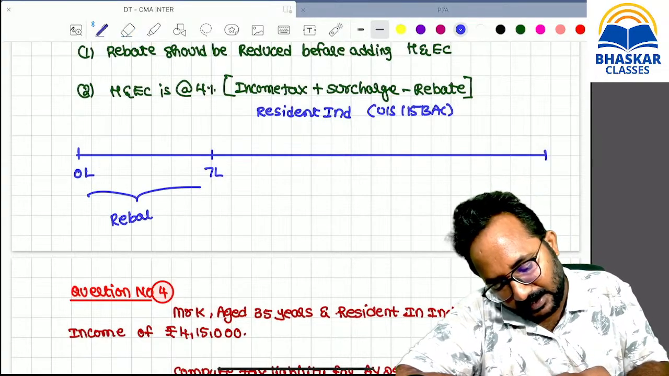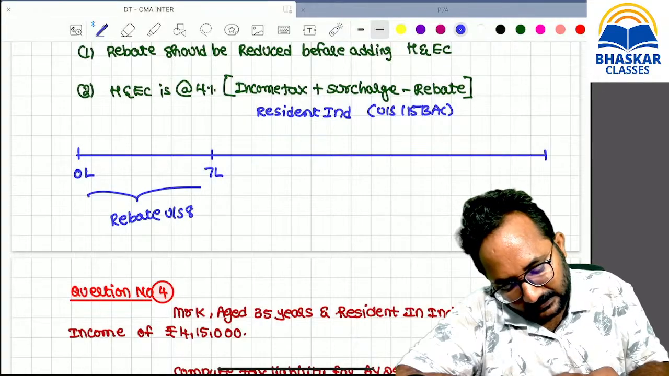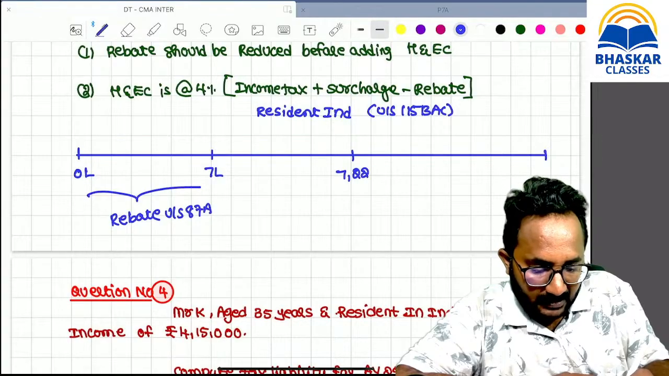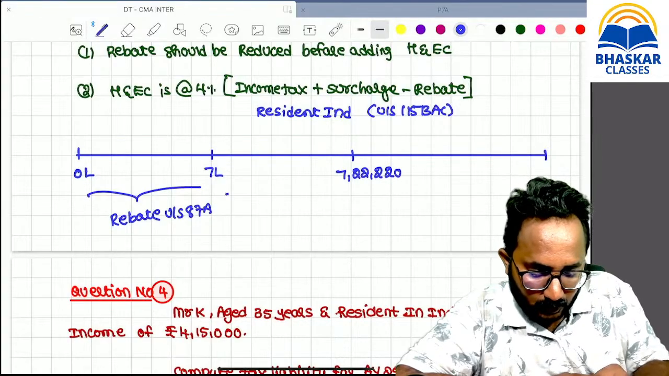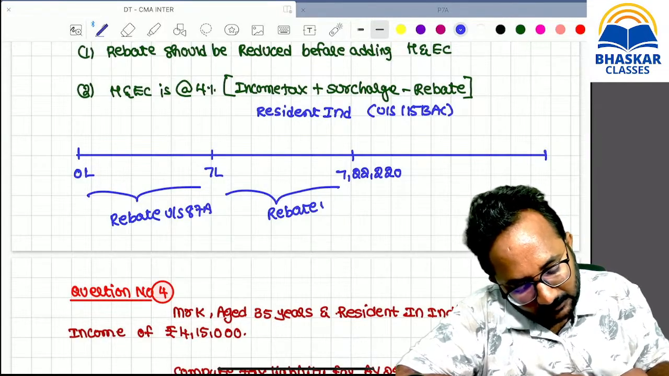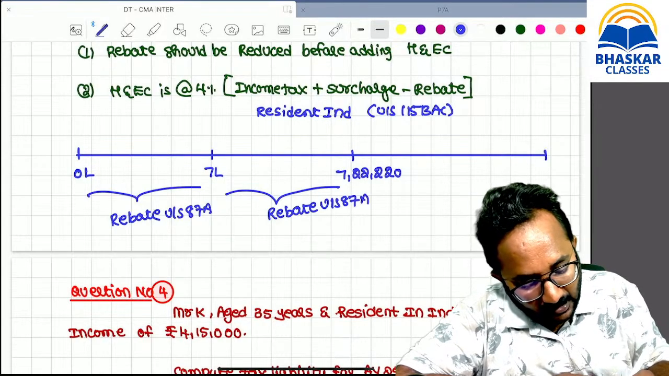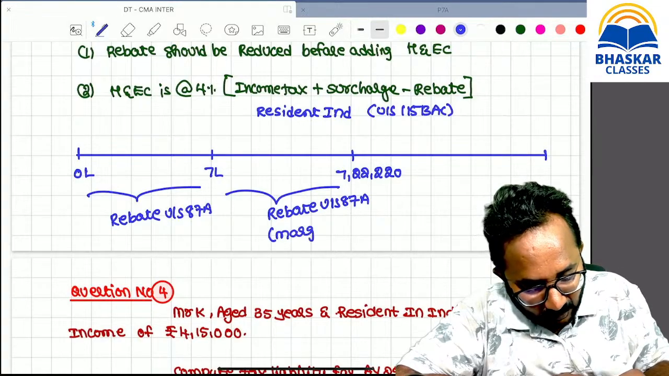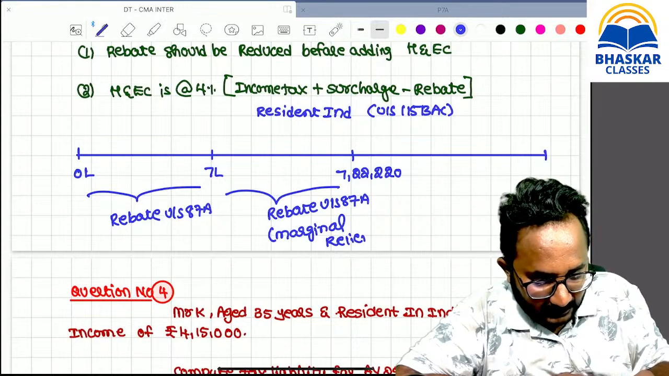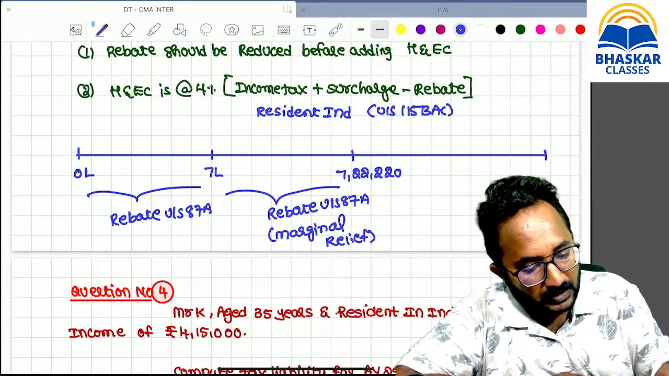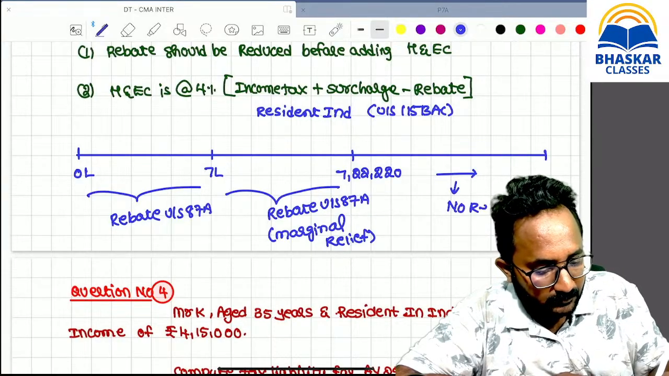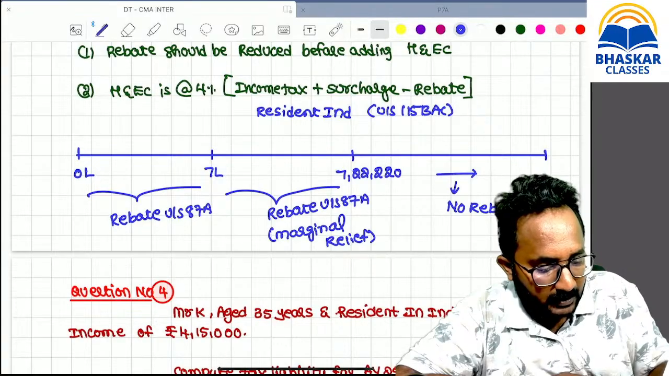Directly he will get rebate under section 87A. Next, 7 lakh, above 7 lakh, 7,22,220. Yes, we can give the rebate. Under which concept, ma? 87A, under marginal relief concept. Now, over and above, no rebate. Are you clear?